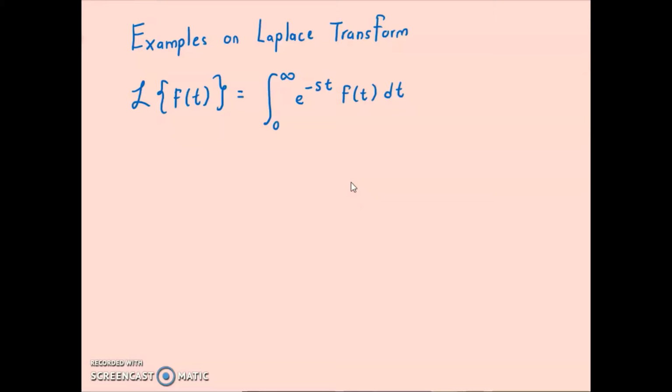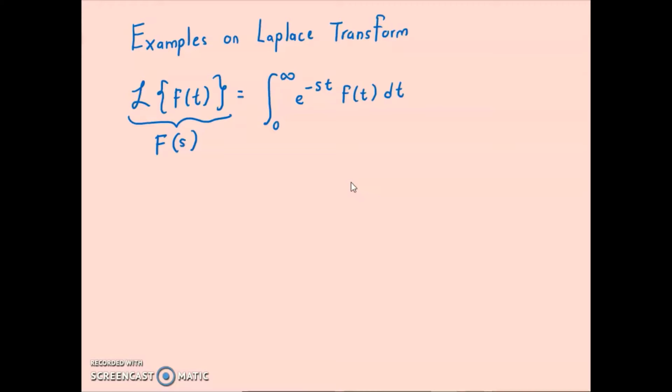Remember, the Laplace transform of a small f will give you a big F. The transform of this is my big F with an s. So your transform equation will involve s.